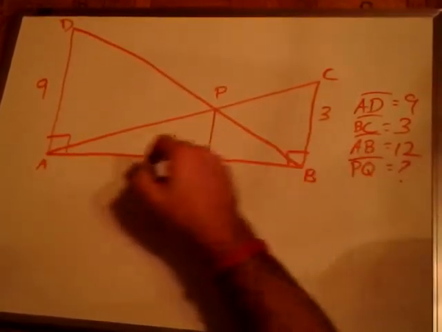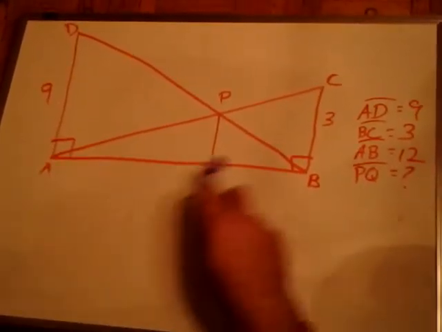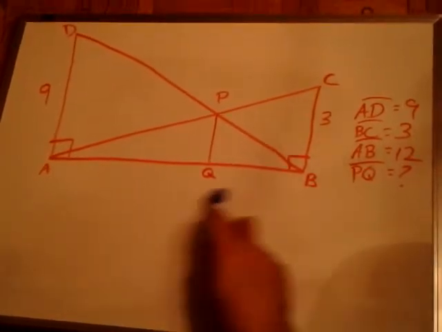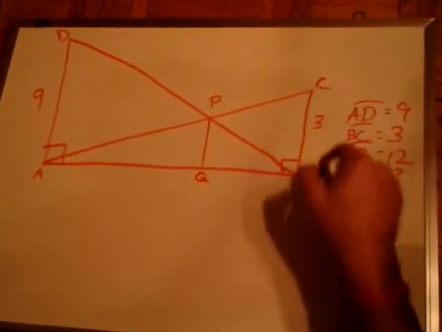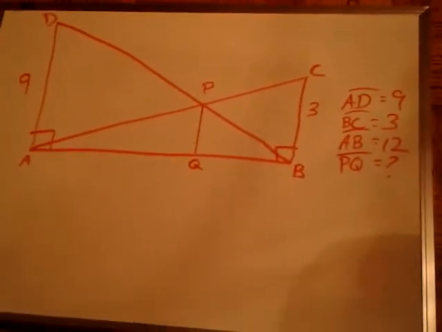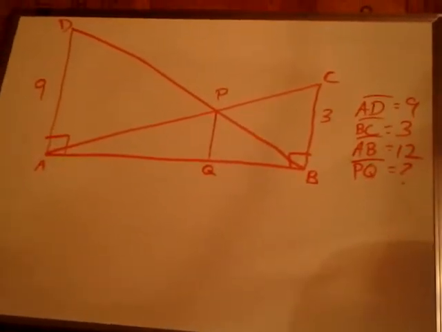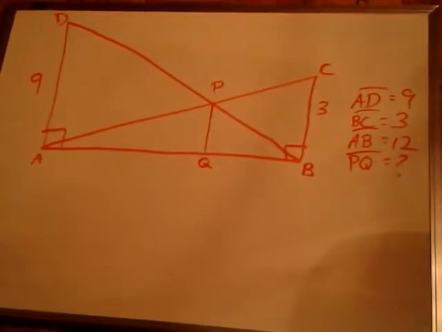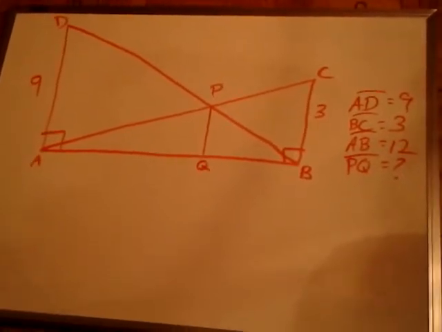We got a triangle here. They tell us this is 9. They tell us A to B is 12. All the way across is 12. This is 3. And they're just asking us for PQ. Doesn't seem like there's a whole lot to do here. A lot of information. Let's pause the video and see if we can solve it.